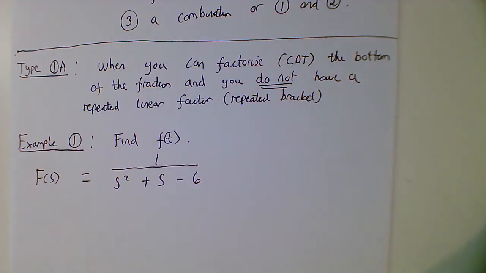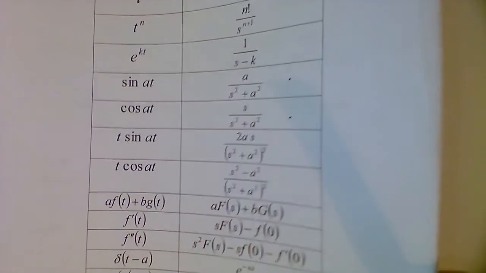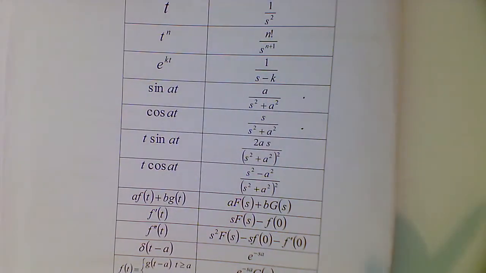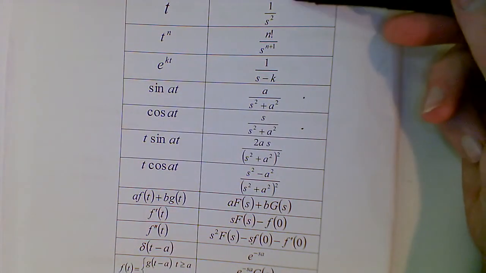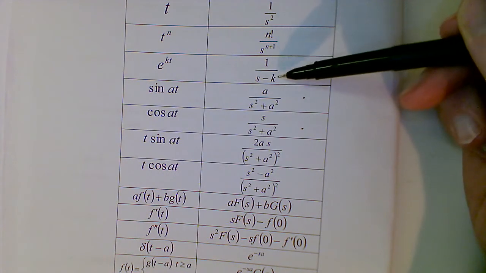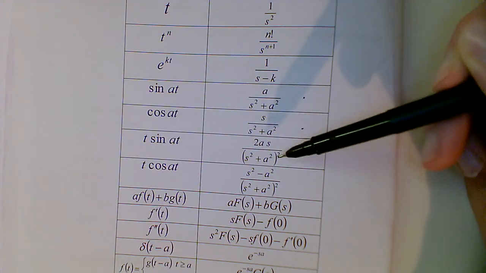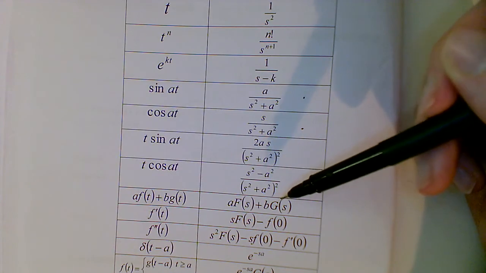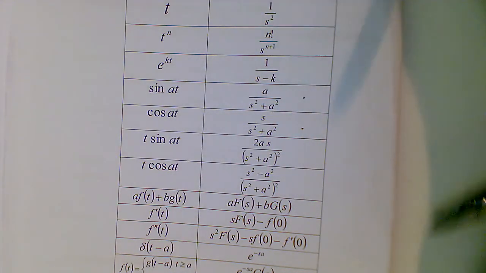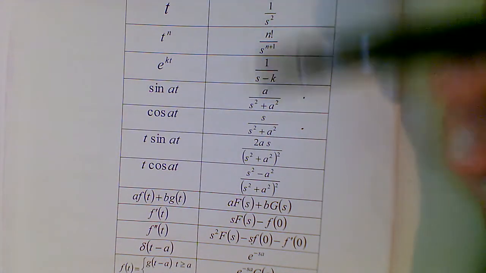So you go to your table to start off with. If I think about my function, it's got 3 terms on the bottom: an s squared, an s, and a number. And if I look at the bottom of every single one of these, none of them have got 3 terms, so this table can't help us with that one at the moment.